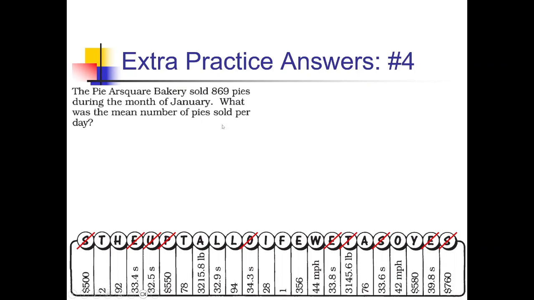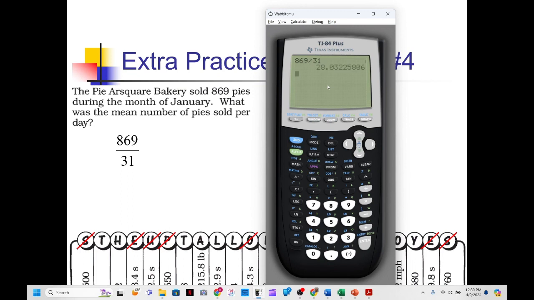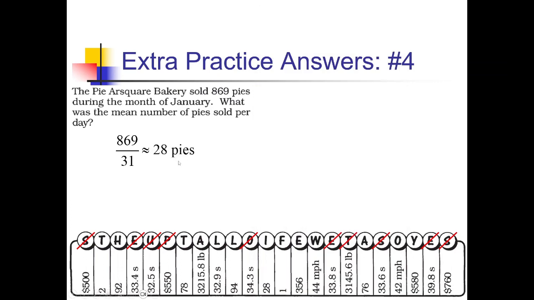Okay, well, if I take the total sold, 869, and I divide that by the number of days in January. How many days are in January? Well, that's going to be 31. So 869 divided by 31. Let me use the calculator for this. So plugging that in, that comes out to 28.0 and some change. So roughly 28 pies per day. 28 pies. Let me see here. That's right here, number I, or letter I.